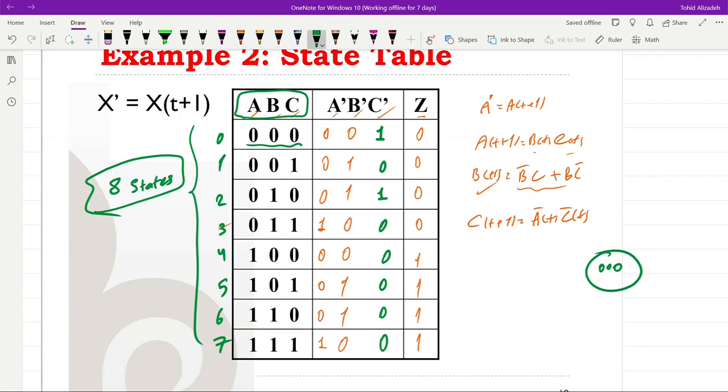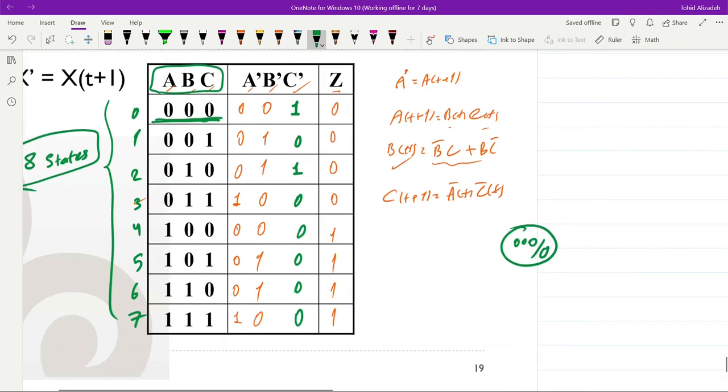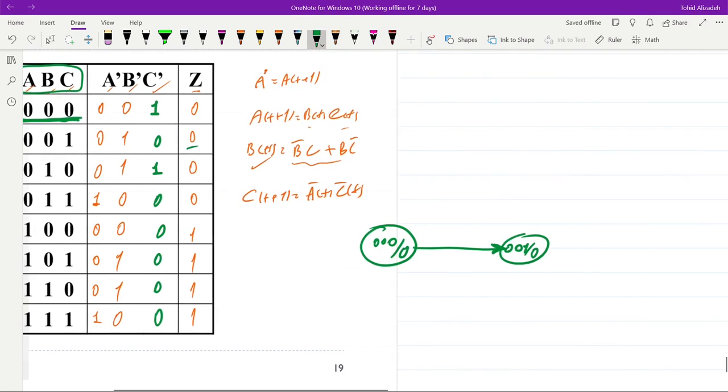So if we look at the first row, we can see that if we are in state 0, 0, 0, the output is equal to 0, and the next state is 0, 0, 1. We have the transition, and there is no input. When we are in 0, 0, 1, the output is equal to 0, and the next state is 0, 1, 0.